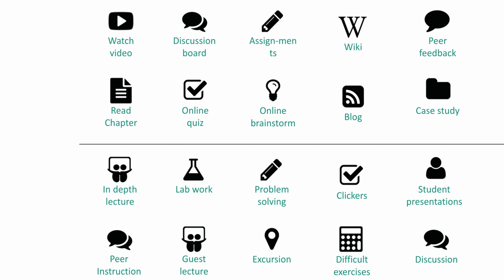And you'll see here we have a horizon. On the top we have elements that work well in the online arena, such as watching videos, reading chapters, doing an online quiz, online brainstorming, assignments, peer feedback and case studies. This is not an exhaustive list, just a number of items which tend to work well. Below the horizon we have the face-to-face element. So you have lectures, lab work, problem solving, exercises, student presentations and discussions.